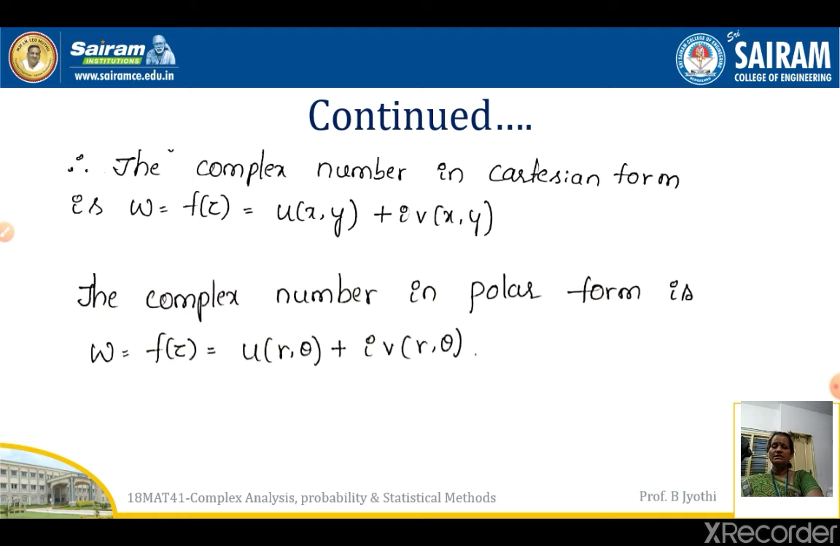Next, the complex number in the Cartesian form is w equals f of z, that is u of x y plus i v of x y. The complex number in the polar form is w equals f of z, that is u of r theta plus i v of r theta.